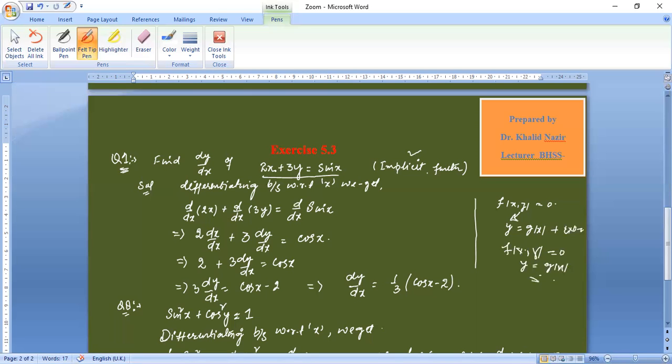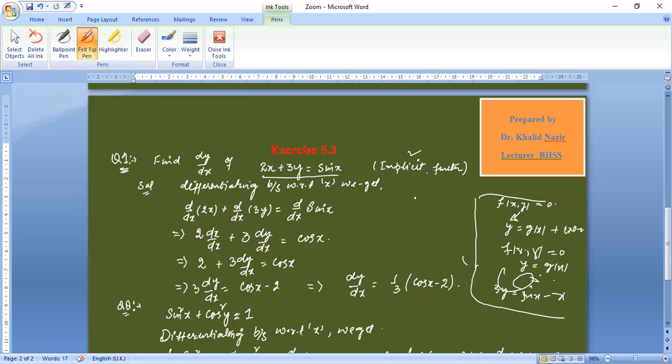However, this question number 1 can be written as an implicit function. It is an implicit function, but it can also be written as an explicit function. We can explicitly write y in terms of x. Transfer, so we can write 3y is equal to sine of x minus 2y, and then differentiate. We can differentiate it that way also, but let's go straightly.